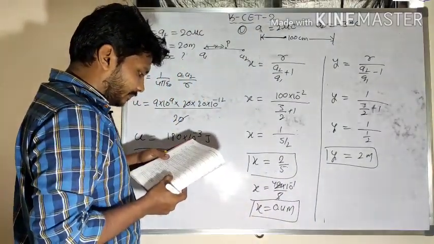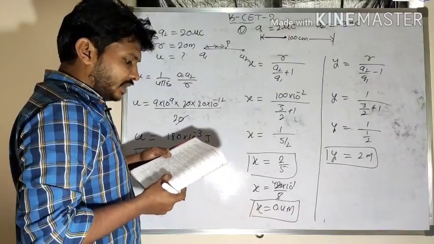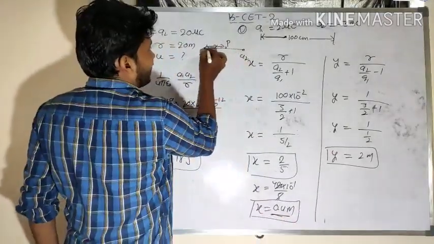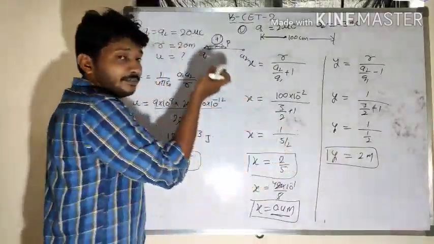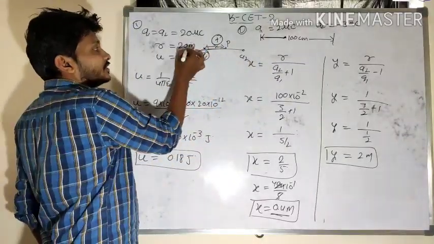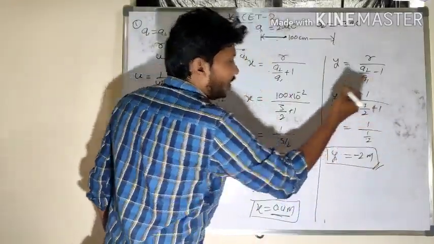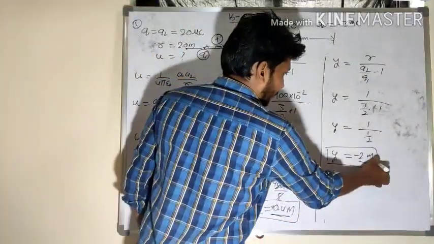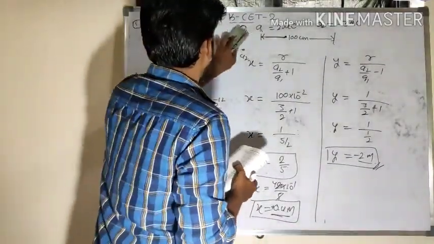So they gave the options: 0.4 meter, minus 2 meter, minus 0.4 meter, 2 meter, none of the above. So this is along the positive x axis, so this value should be positive here. What about the other value? q1 having less magnitude, it is near to the first charge. Near to the first charge means along the negative x axis, so that value is minus 2 meter here. Which option is right here? Plus 0.4 meter and minus 2 meter is the right answer here. Okay, we'll look at the next one.